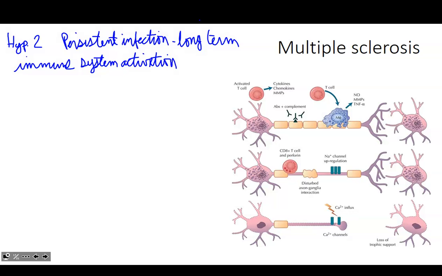Right, and so this long-term activation leads to an ongoing damage to myelin, right? Because the immune system will continue to fight the persistent infection, that loss of myelin and the associated oligodendrocytes is ongoing. There is precedent for this.